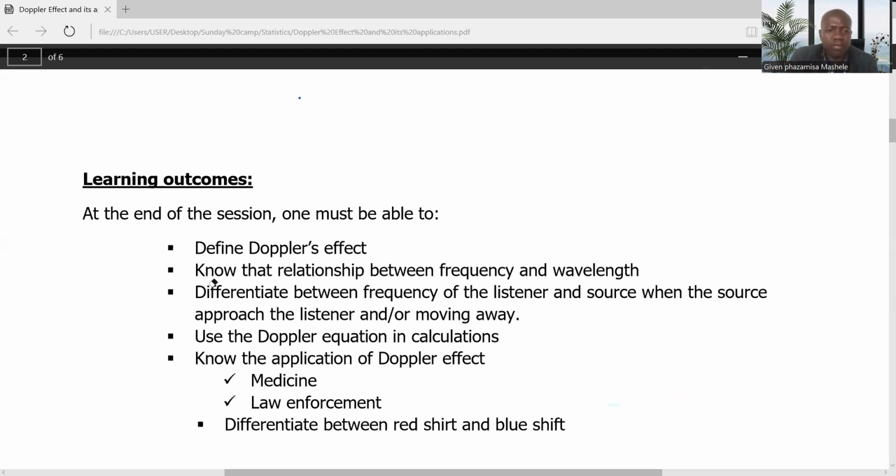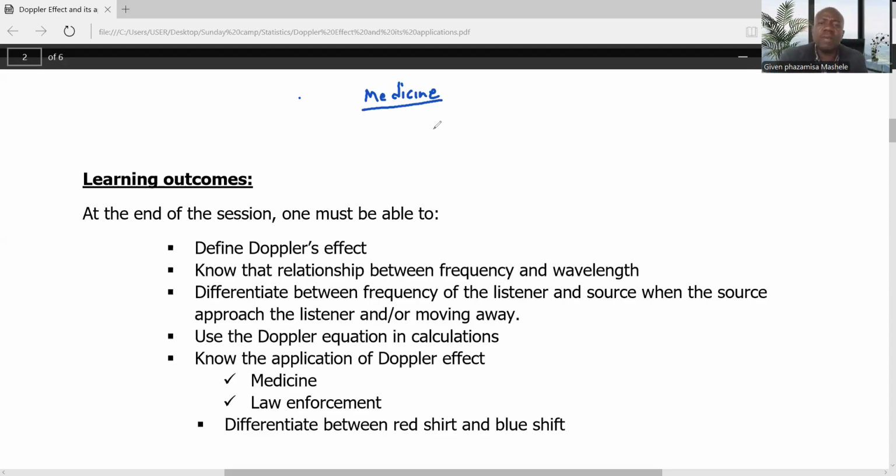Right. Now, we went through the Doppler's effect formula. Now I want us to look at the application of Doppler's effect, particularly in medicine. Guys, these are typical exam questions. You need to be able to know the application of Doppler's effect.